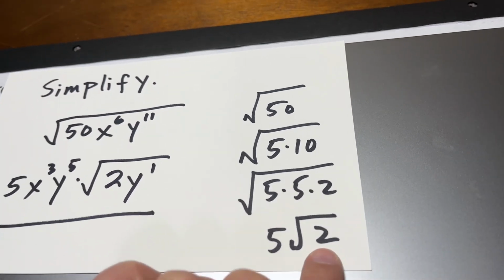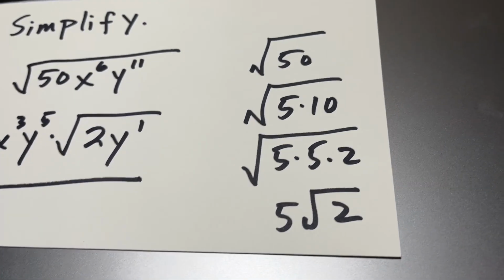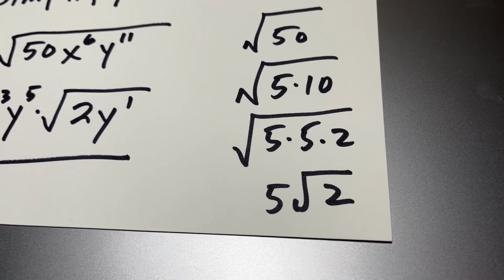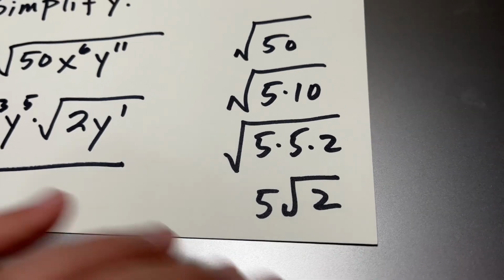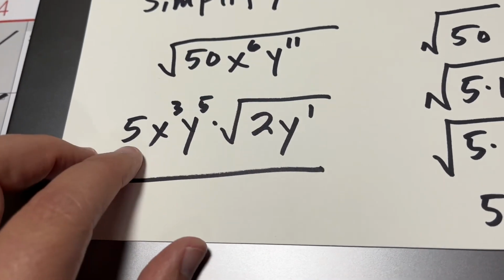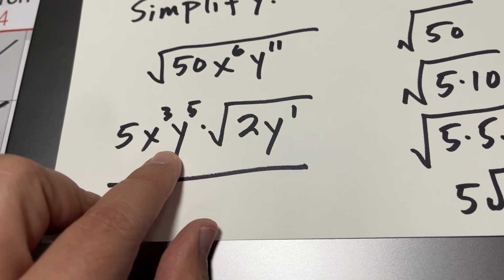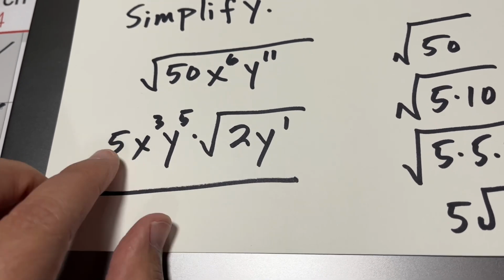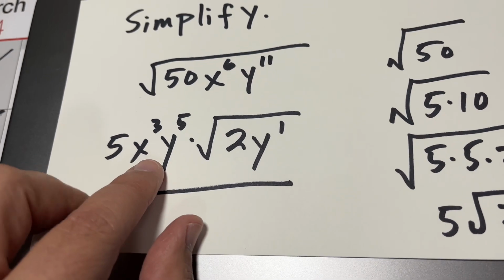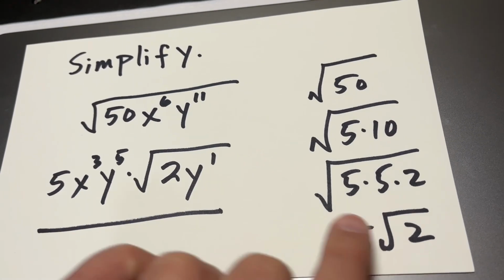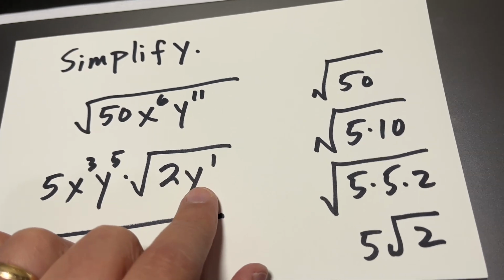Now you can't break that 2 down any further because 2 is just 2 times 1. So once a number is prime, you know you're done. So 5 times the square root of 2. So I come back up here and I write 5, and I leave space here. I'll explain why in just a second. But I write down the 5. I leave some space here for the variables, and then I put the 2 that I got right there. And think about this not being here right now.